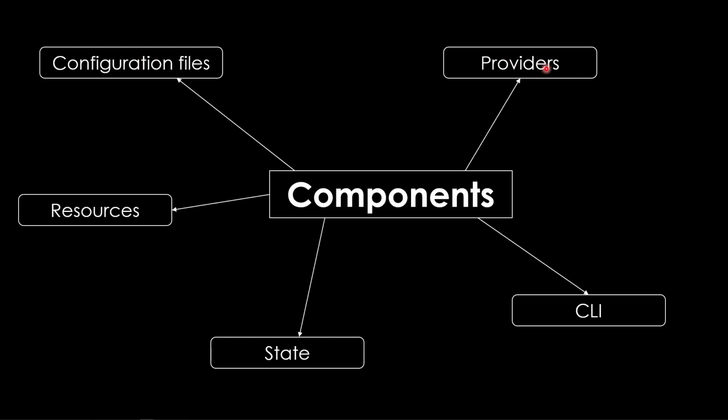Second is providers. Providers such as Azure, AWS, Google Cloud are the plugins that interact with APIs of various cloud providers or services, allowing Terraform to manage resources across different platforms.